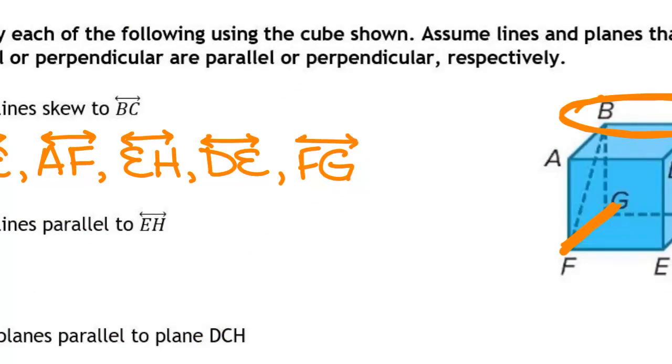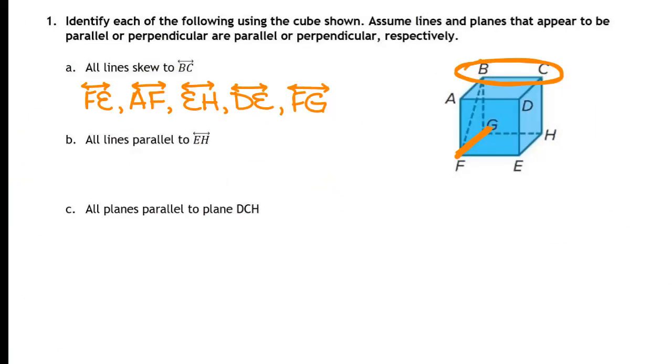Put my line notation over the top. Okay, so we have FG, we have DE, we have EH, we have AF, we have FE. I like it. I think we got all of the ones that are non-coplanar and do not intersect.